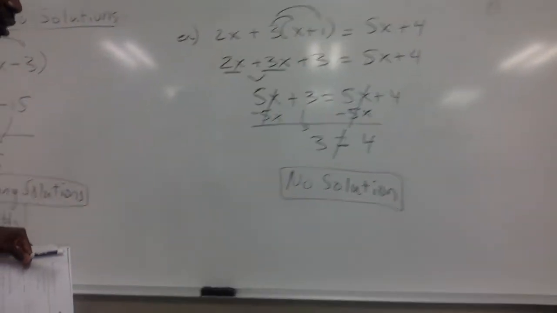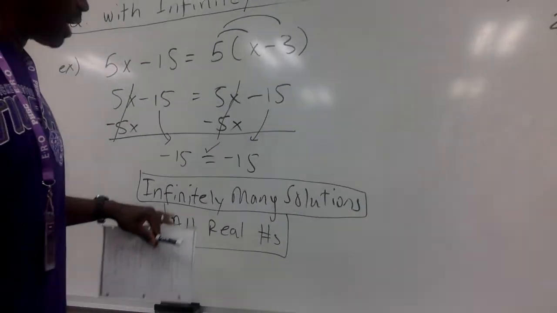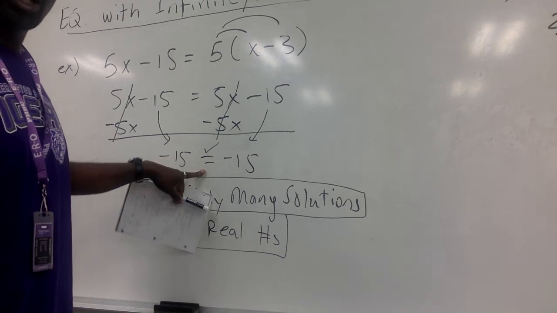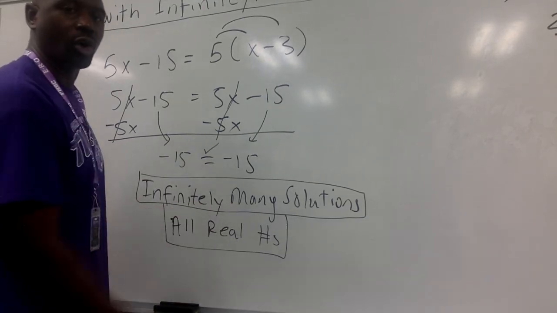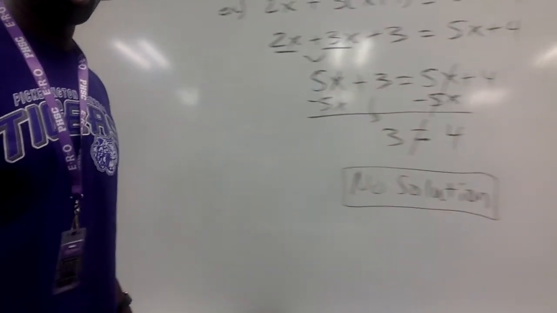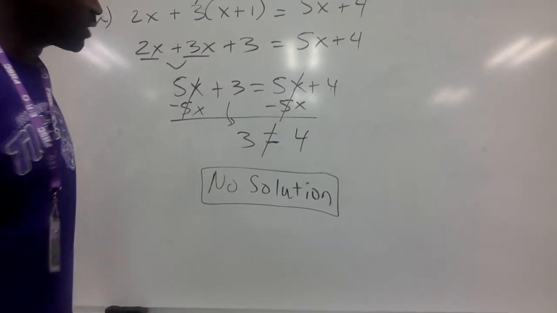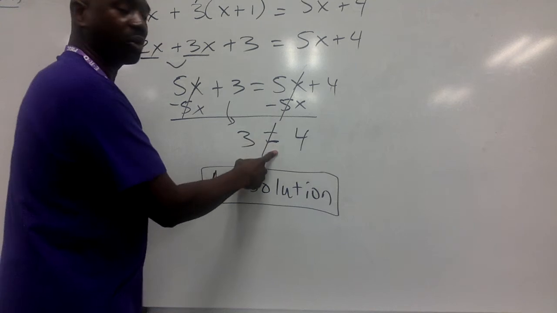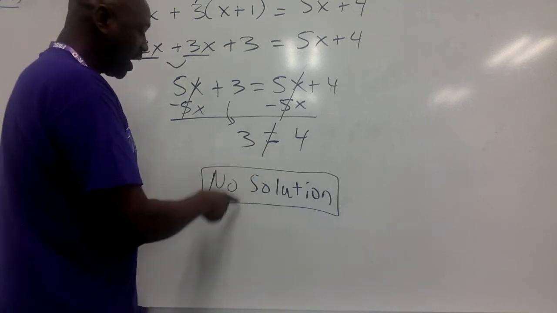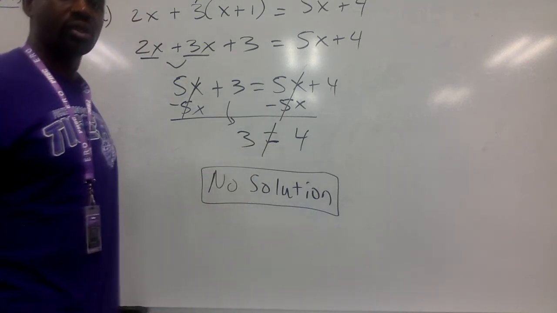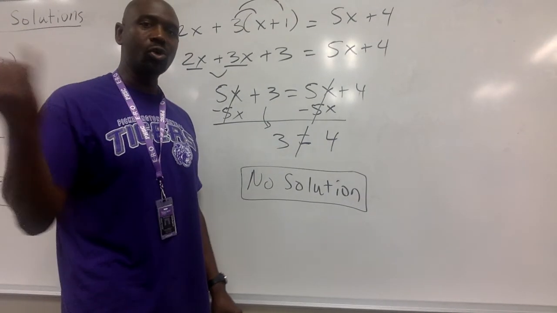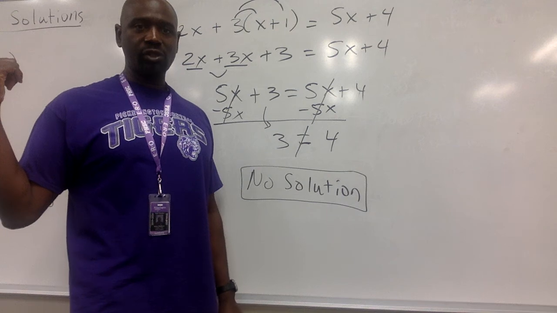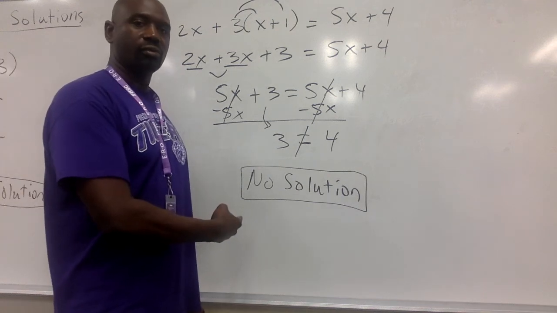So over here, when we did regular good solid math, we ended up with a true statement, and our answer to that would be infinitely many solutions, or all real numbers. Over here, we did just some solid math. We got rid of all the x's. We ended up with a statement that is not true, and our answer there is no solution. That's the difference between equations with one solution, like the usual ones, infinitely many solutions, and then no solution. All right?